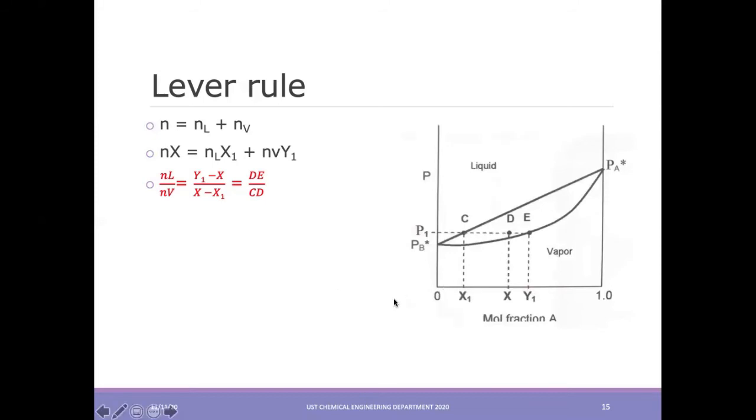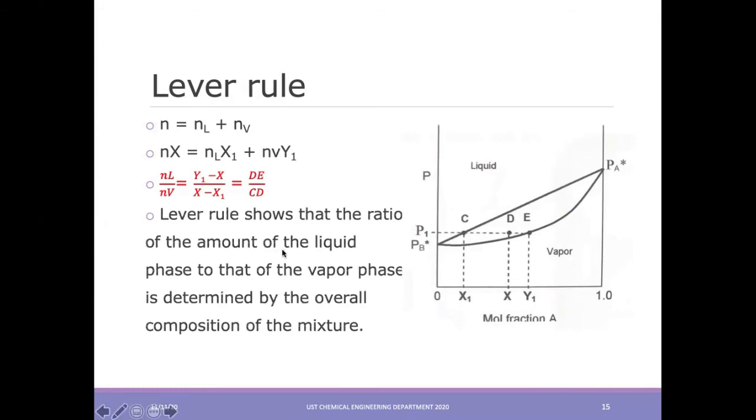The ratio of the moles of liquid over moles of vapor phase is equivalent to line DA over the measurement of line CD. This Lever rule is very important because it shows that the ratio of the amount of liquid phase to that of vapor phase is determined by the overall composition of the mixture. This principle is very important, not only for completely miscible liquids, but also in the latter part of our discussion.